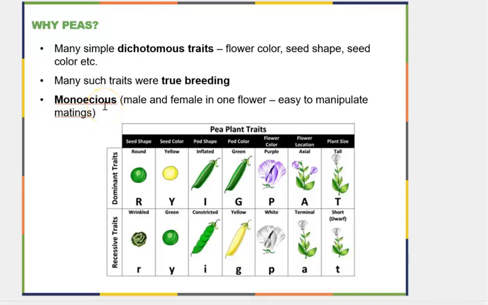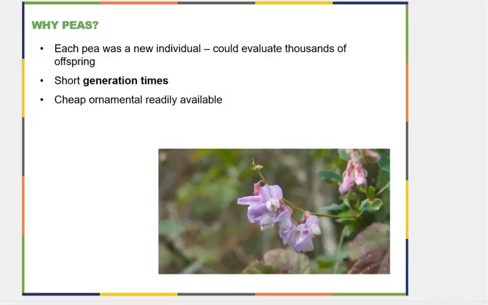These are true breeding. Okay, so you either have a round or a wrinkled. You don't have an in-between. You have a yellow and a green. You don't have like a greenish yellow. So this made monohybrid crosses really easy. And these are all the pea plant traits that Mendel looked at. Okay, so let's get started.